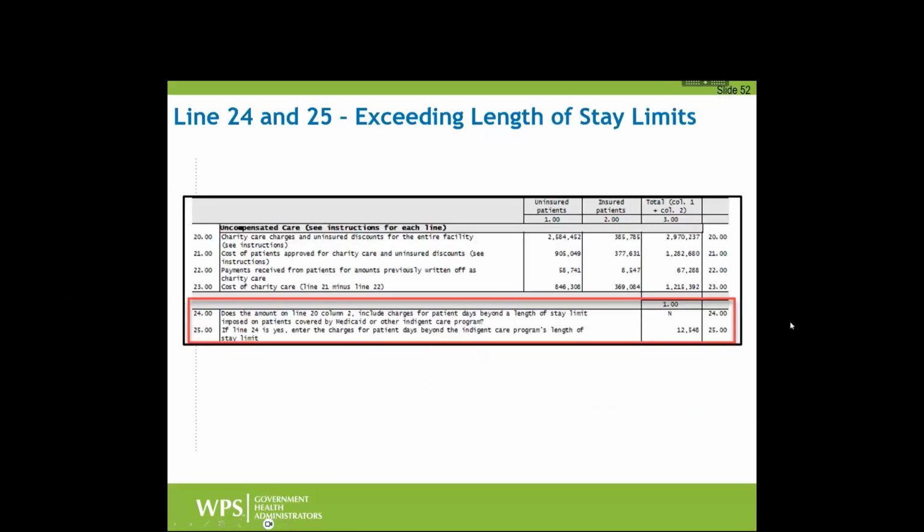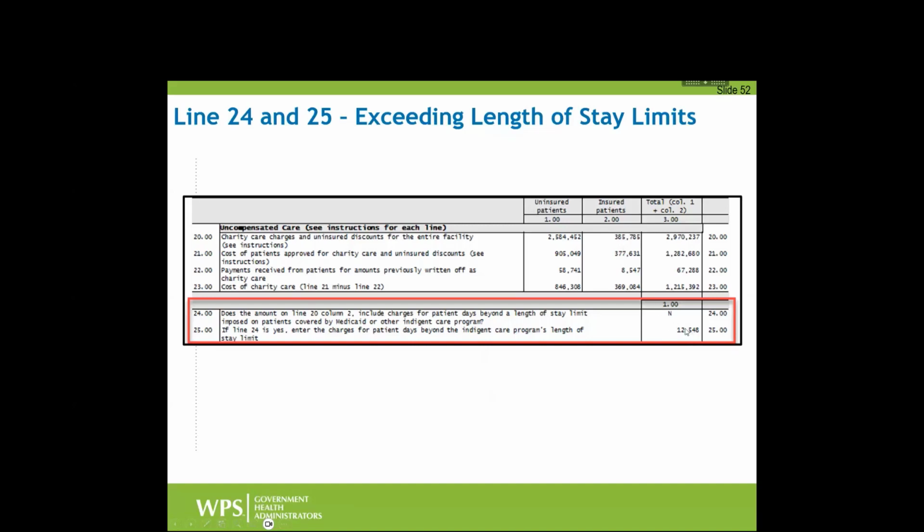I think we've talked about line 24 and 25 quite a bit, but let me stress here with an example. Now we have an actual example to show. Column 2, line 20, had $385,000 of charity care charges. Notice that line 21 is not the same number anymore like it was in our earlier example. That's because down here, the provider in this case has reported that $12,548 of this total $385,000 amount was charges. The rest of it would have been coinsurance and deductible.